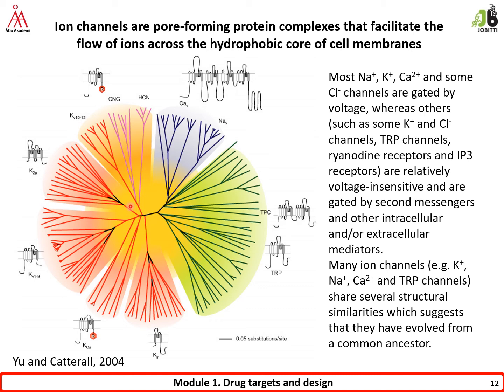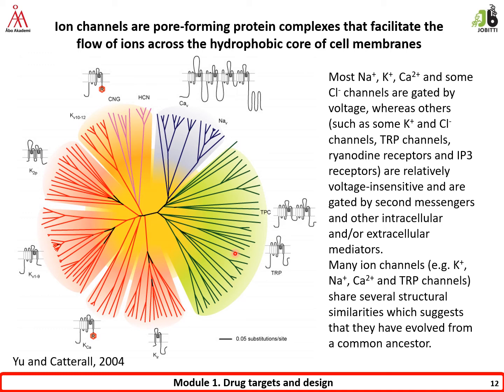4 domain channels, like calcium V and sodium V, are shown as blue branches. Selective potassium channels are shown as red branches. Cyclic nucleotide gated channels are shown as magenta branches. And transient receptor potential and related channels are shown as green branches.